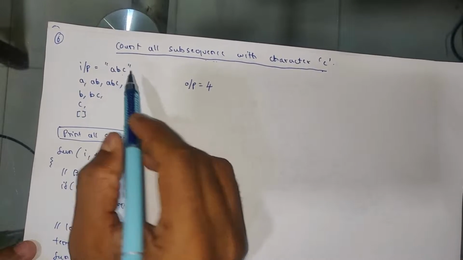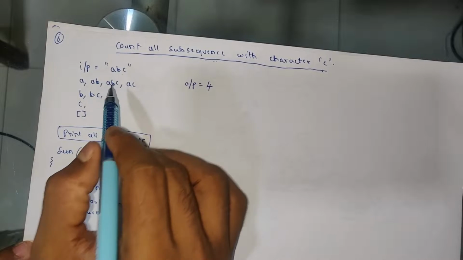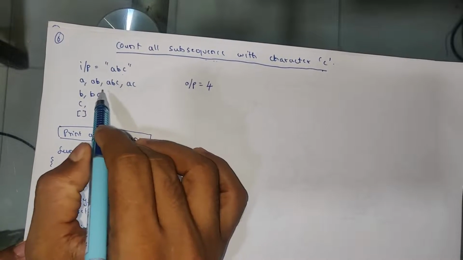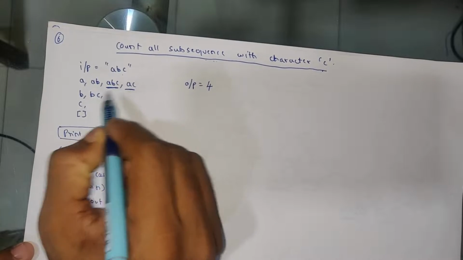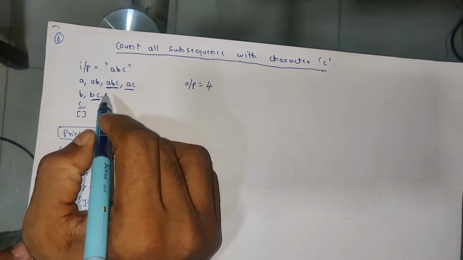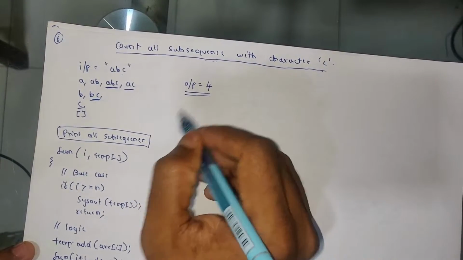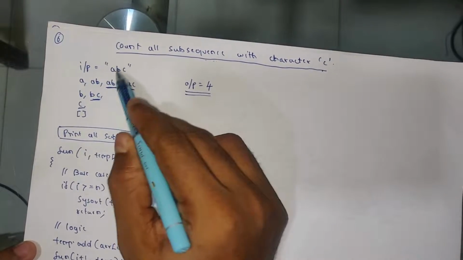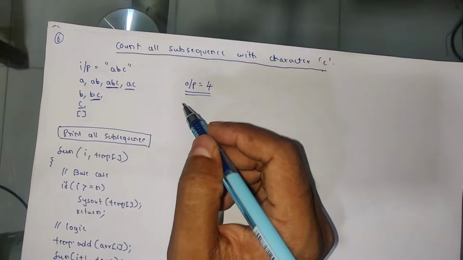How 4? How many subsequences are there which consist of C? So we have this one, this one, this. We have 4 subsequences, right, which have the character C in it. That's why the output is 4. We have done that manually because the input is small, so we were able to do it manually.